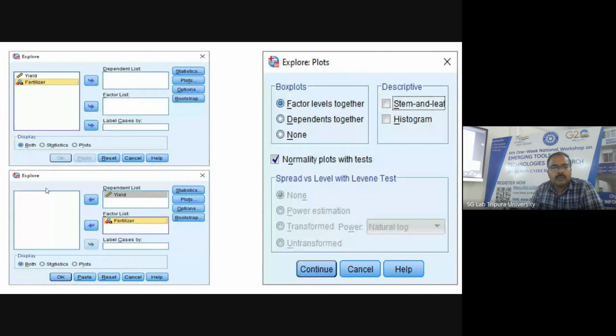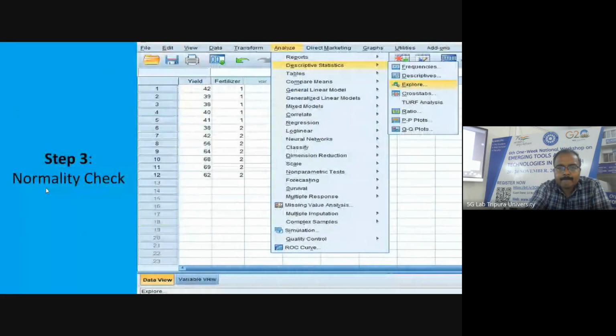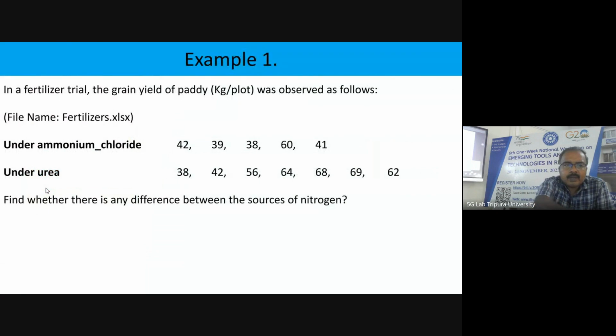Now what you will do, you will fill in the dependent list and the factor list. What variable will go to the dependent list? The thing which you are measuring. You are measuring yield of paddy in kg per plot. And what are the factors? Factors are the two different fertilizers.